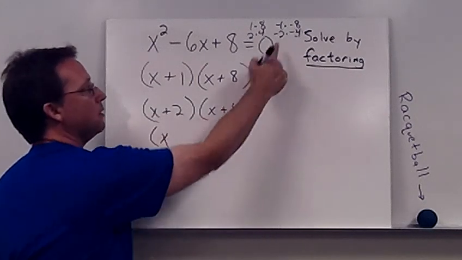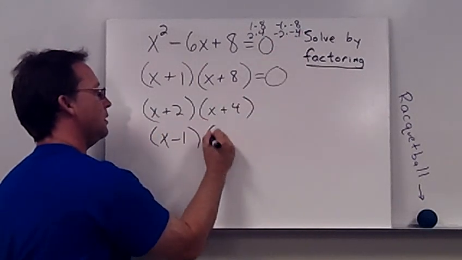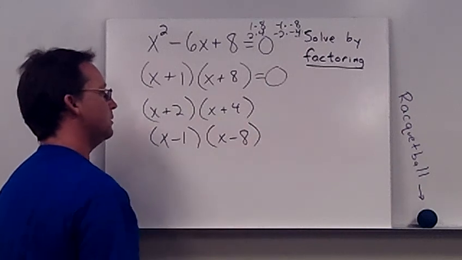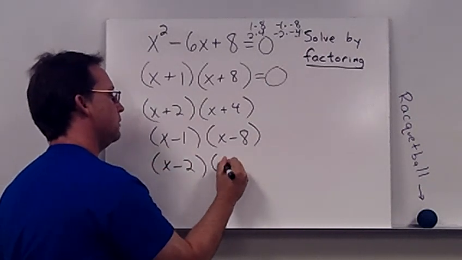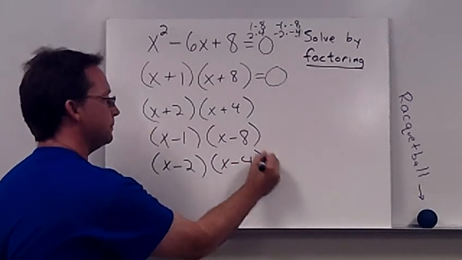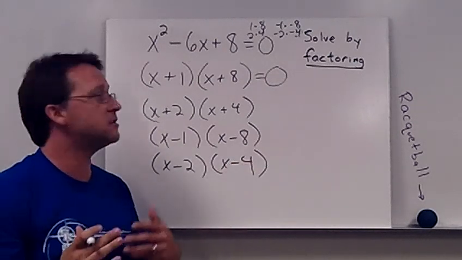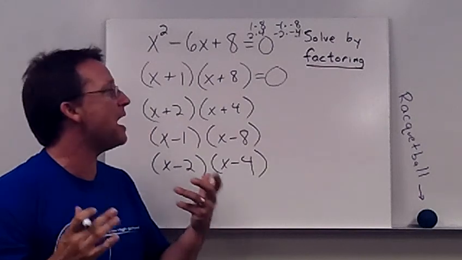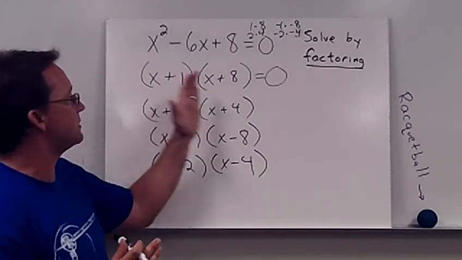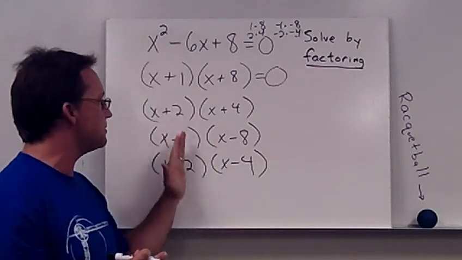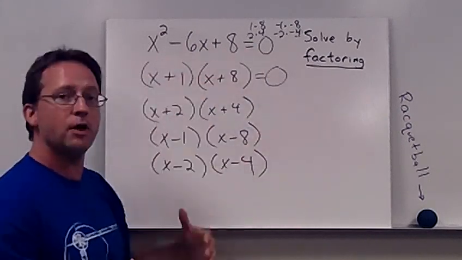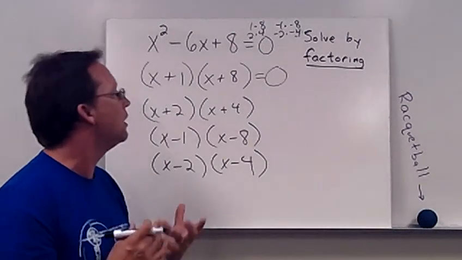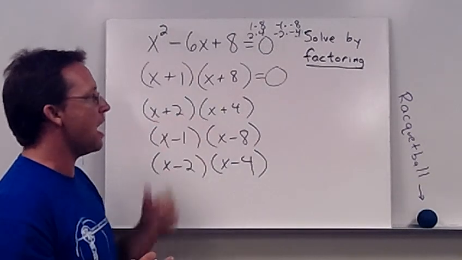It could be a minus 1 and a minus 8. Or it could be a minus 2 and a minus 4. Right? All of these combinations are possible ways to get x times x is x squared, and something times something is a plus 8 at the end. All of these are what we call possible factors of our quadratic equation.